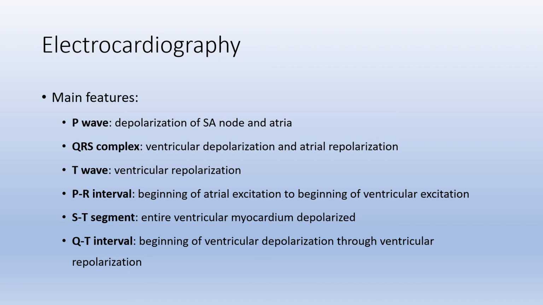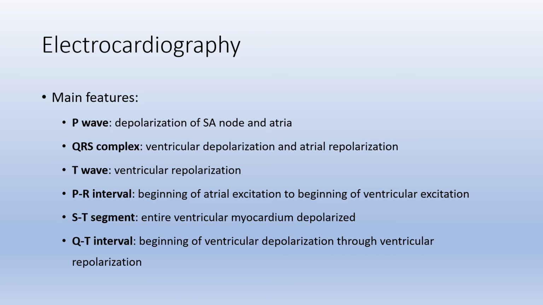Next, we have the QRS complex, which is easy to identify because it's a very large upward spike on the graph. The QRS complex occurs when we have ventricular depolarization and atrial repolarization. Ventricular depolarization is that electrical impulse that will stimulate the surrounding contractile cells. But while that is happening, we also have the atria resetting or getting ready to have another impulse.